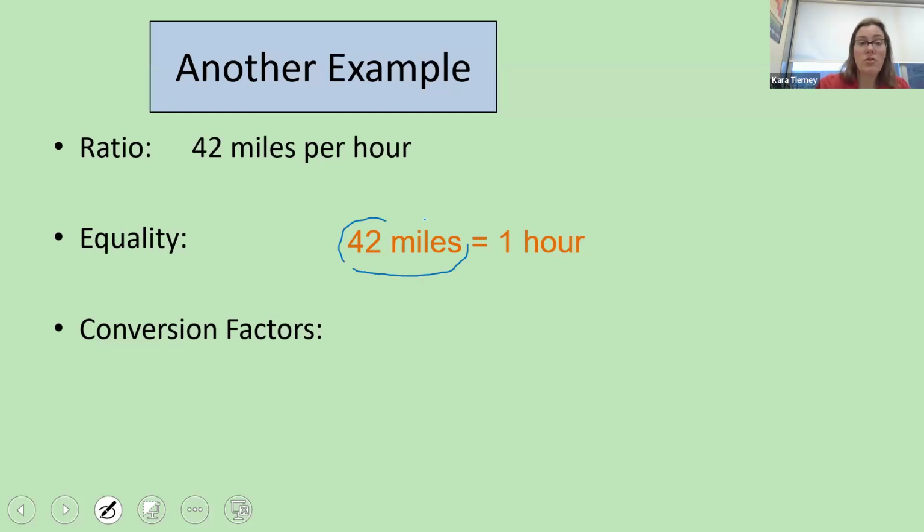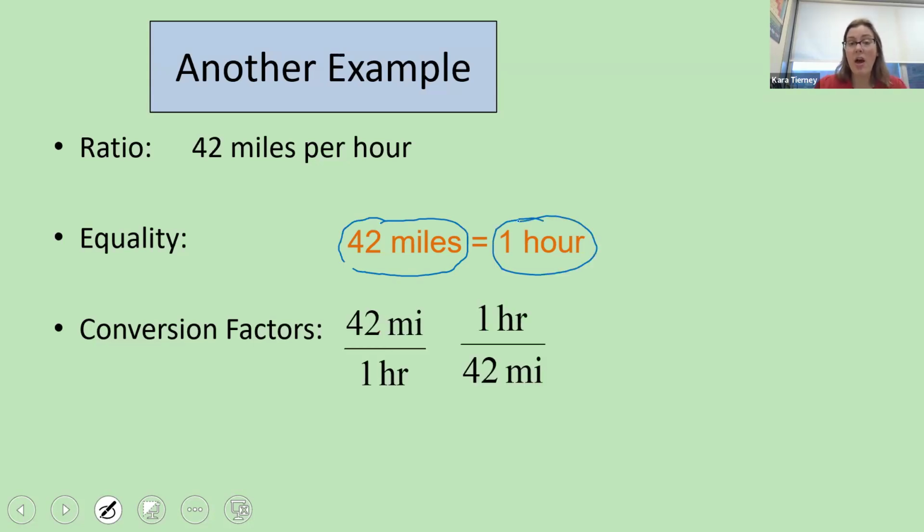I can put 42 miles over 1 hour, and then the other fraction, I just flip those two, and they're both conversion factors. So the key to writing a conversion factor is making sure that the top is equivalent to the bottom. And it does not matter which one you write first. If I wrote 1 hour over 42 miles first, that's fine. We are going to learn which one will be appropriate in which situations.